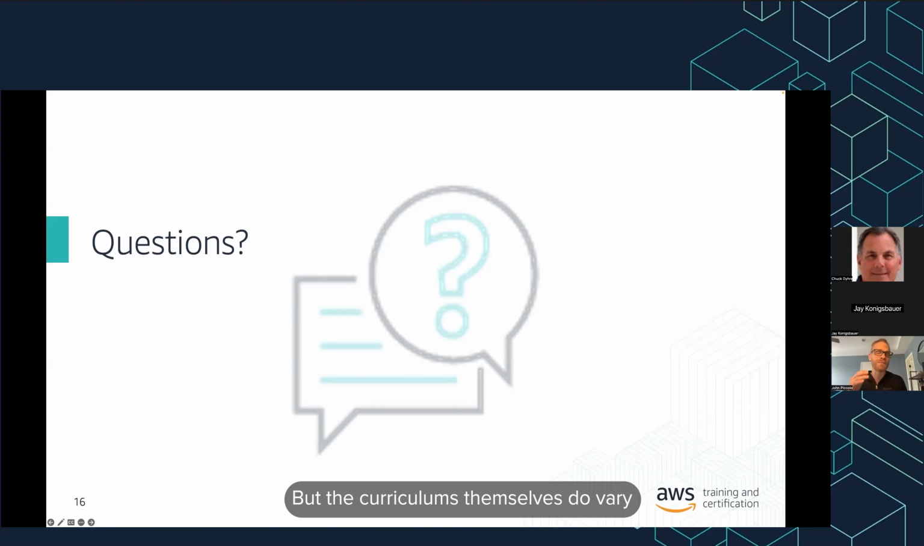But the curriculums themselves do vary based on the scope of that course. For example, Architecting on AWS is going to have a very specific focus, versus Developing on AWS, which is going to cover a different set of competencies in more depth.